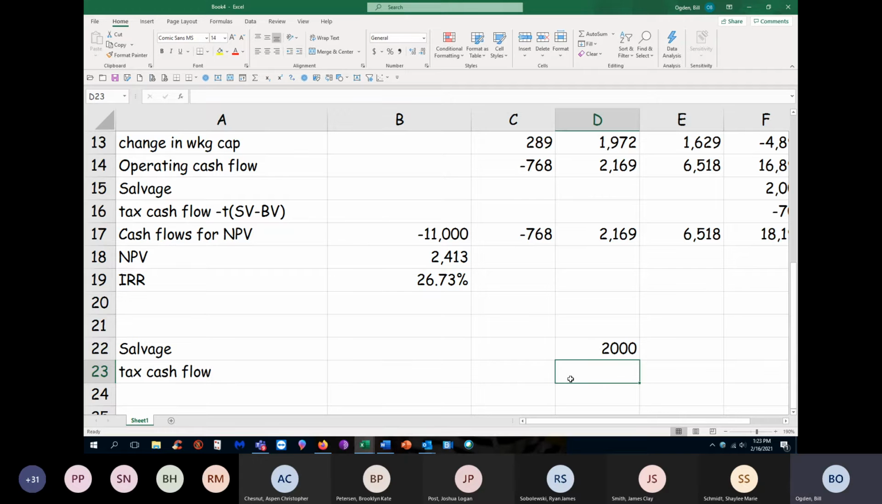All right, and what would that be? Okay, so it would be, let's stay with the equation, minus the tax rate times the difference between salvage. Well, we just assume that we can still sell it for 2,000 minus the book value. Okay, what's the book value at the end of year 2?